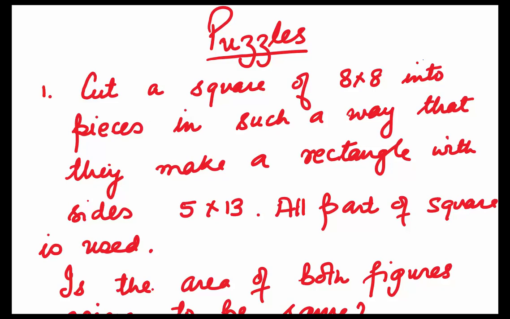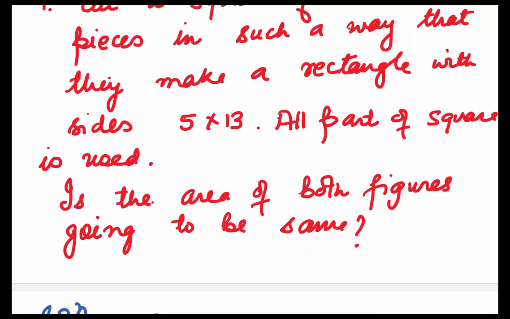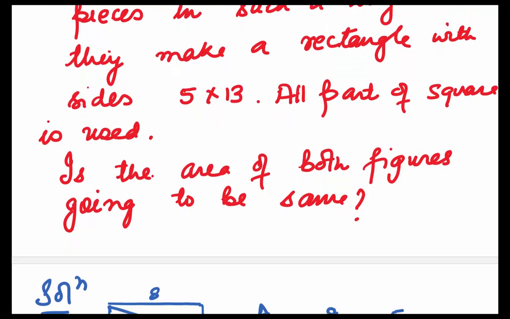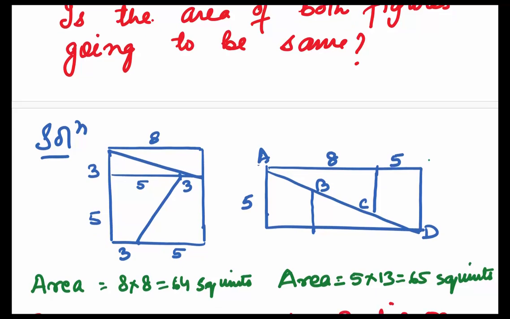Let's come to puzzles. The first one says you are given a square of size 8 by 8 and you have to cut it in such a way that you can make a rectangle of size 5 by 13. That is, the sides are 5 and 13. All the parts of the square should be used, and then you have to check whether the area of both the figures, the square and the rectangle, is the same or not. Now, let's draw the figure.